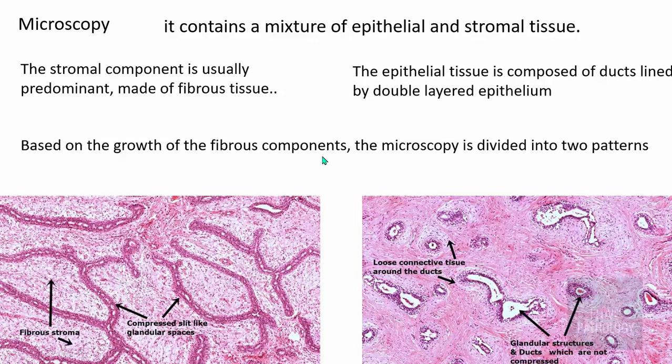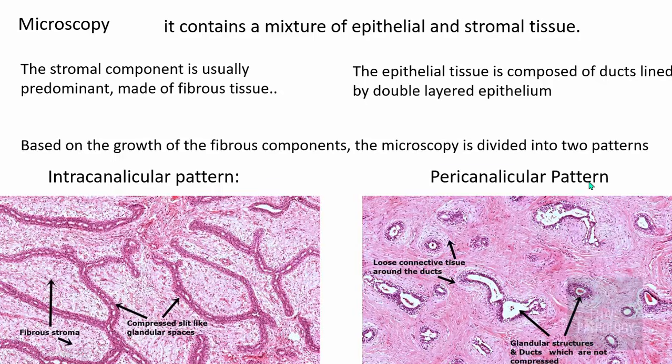Okay, based on the growth of the fibrous component, because the fibrous component is predominant, right? So based on the growth of the fibrous component, it is divided into two patterns. One is the intracanalicular pattern and two is the pericanalicular pattern. Intra is actually a misnomer. The fibrous growth does not grow inside the ducts. It is called intracanalicular because the proliferation of fibrous stroma is so much that it compresses the ducts into slit-like spaces. Okay, so that's why it's called intracanalicular pattern.